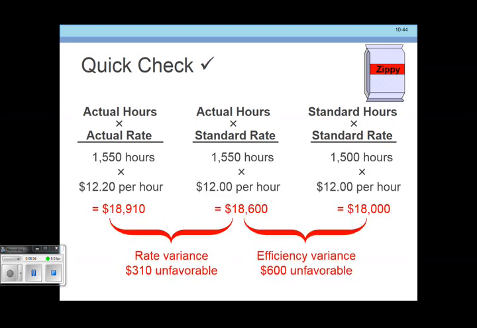And once again, here it is in my preferred format. Notice once again, how did they get that $12.20 on the far left? They took the 18,910 and divided it by the 1,550.